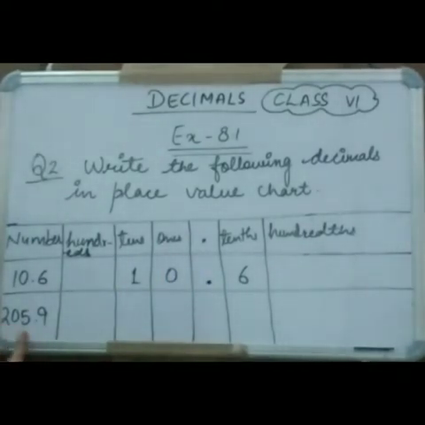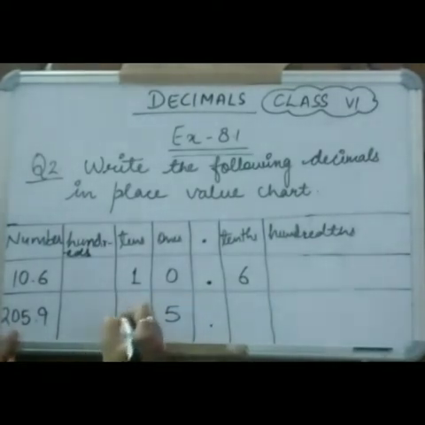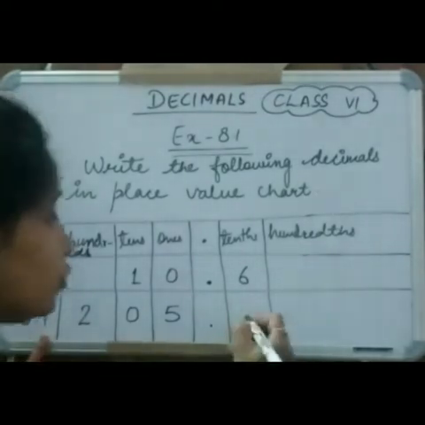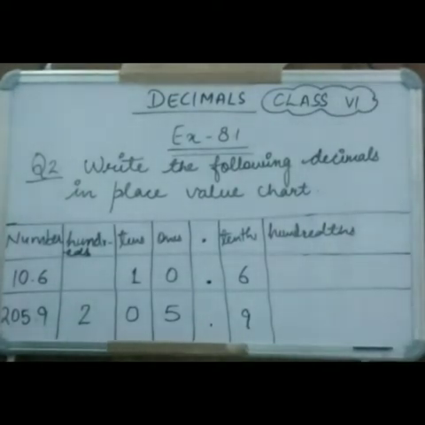Here it is 205.9. So again you will put the decimal. Then in place of ones you will put 5, in place of tens you will put 0 and in place of hundreds you will put 2. And in place of tenths you will write 9, because only the tenths place is there. Okay, this is the second question. Now we will do the third one.